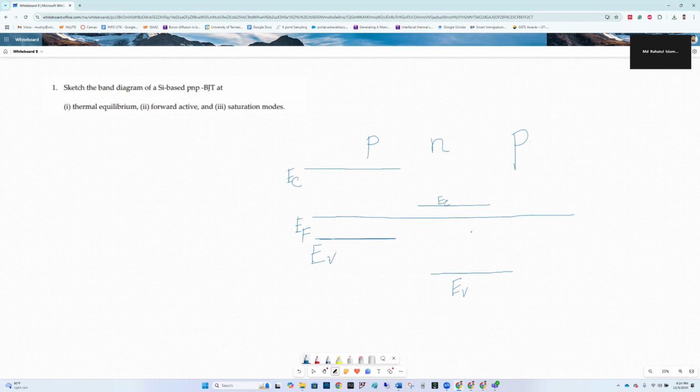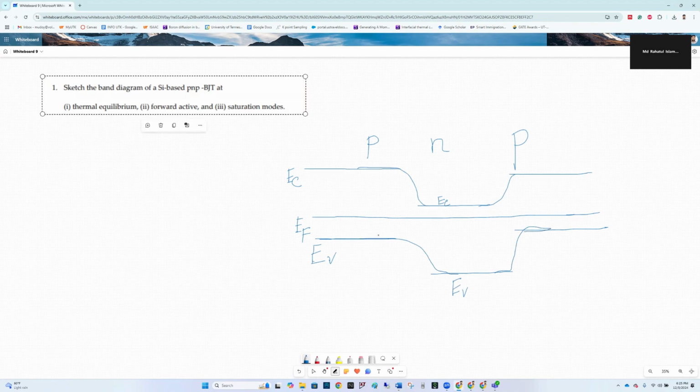Okay. And again for the P region, this is the same as the first region, where EC will be located far, and EV will be closer to the EF. So this is the PNP band diagram. Now let's connect them. Connect the EC, and let's connect the EV gradually. Okay. So this is the energy band diagram of a PNP BJT at thermal equilibrium.